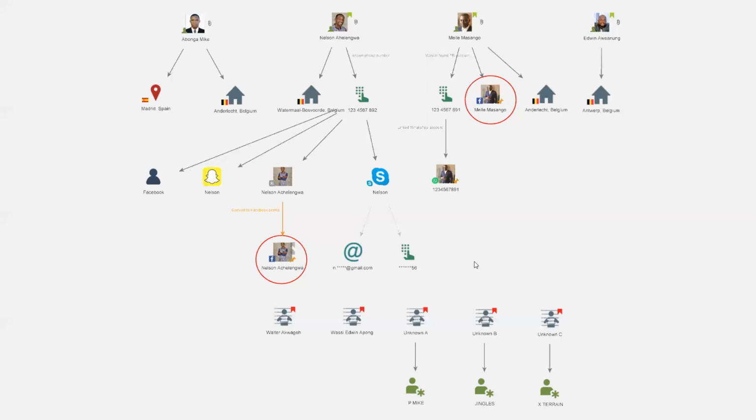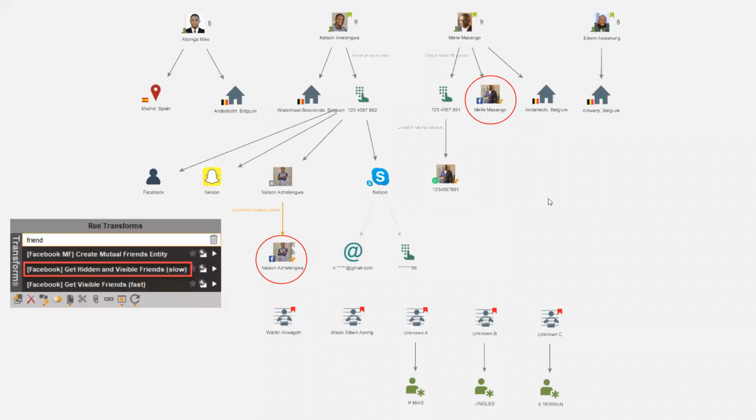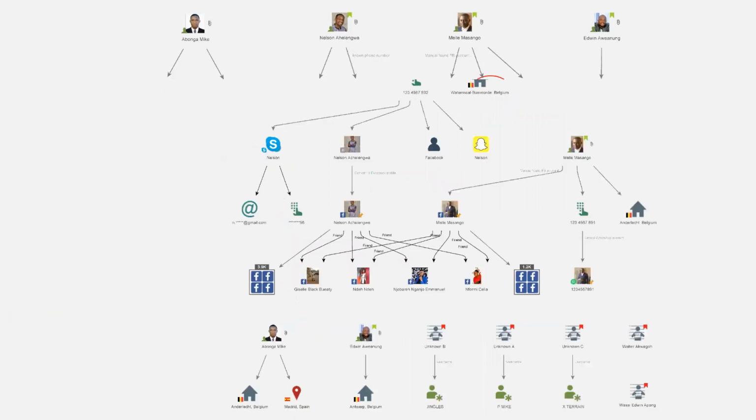So our next step: we have two Facebook accounts that we had verified ourselves by going to Facebook, and that look to be the right Facebook accounts of these two individuals. And then we did the "get hidden and visible friends" transform on both of these Facebook accounts. That gave us the next slide.